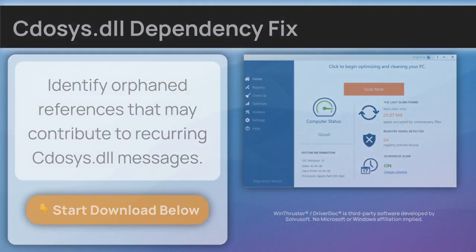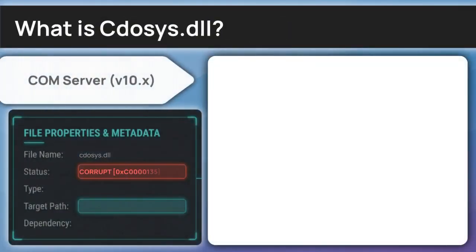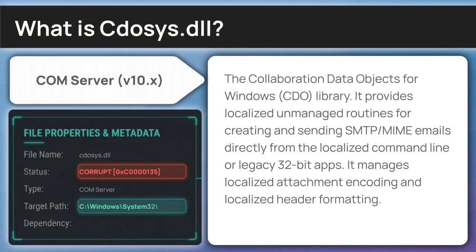This is the Cdosys library, the Collaboration Data Objects for Windows CDO library. It provides localized unmanaged routines for creating and sending SMTP and MIME emails directly from the localized command line or legacy 32-bit apps. It manages localized attachment encoding and localized header formatting. Understanding the file's role is a great start. Now let's look at replacing it.